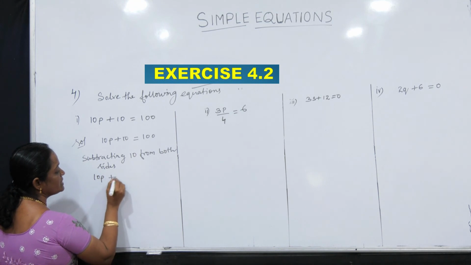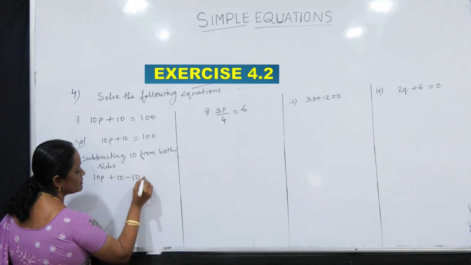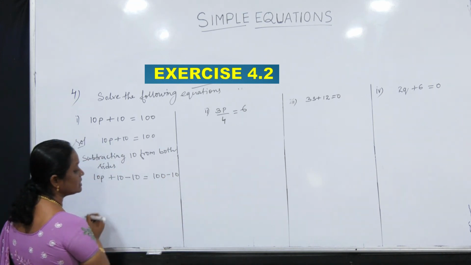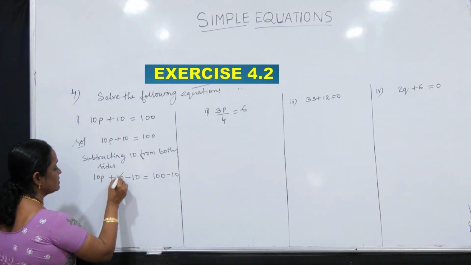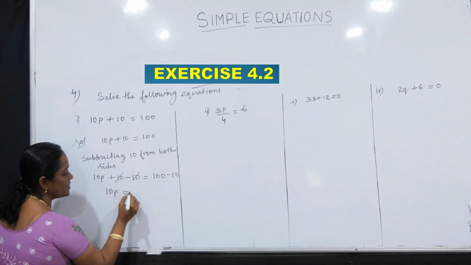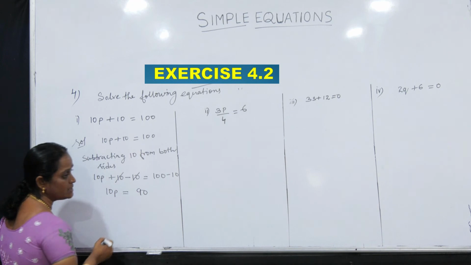10p plus 10 minus 10, 100 minus 10. From the RHS we will subtract 10, and from the LHS we will also subtract 10. Plus 10 minus 10 will get cancelled. 10p is equal to 100 minus 10, which is 90.